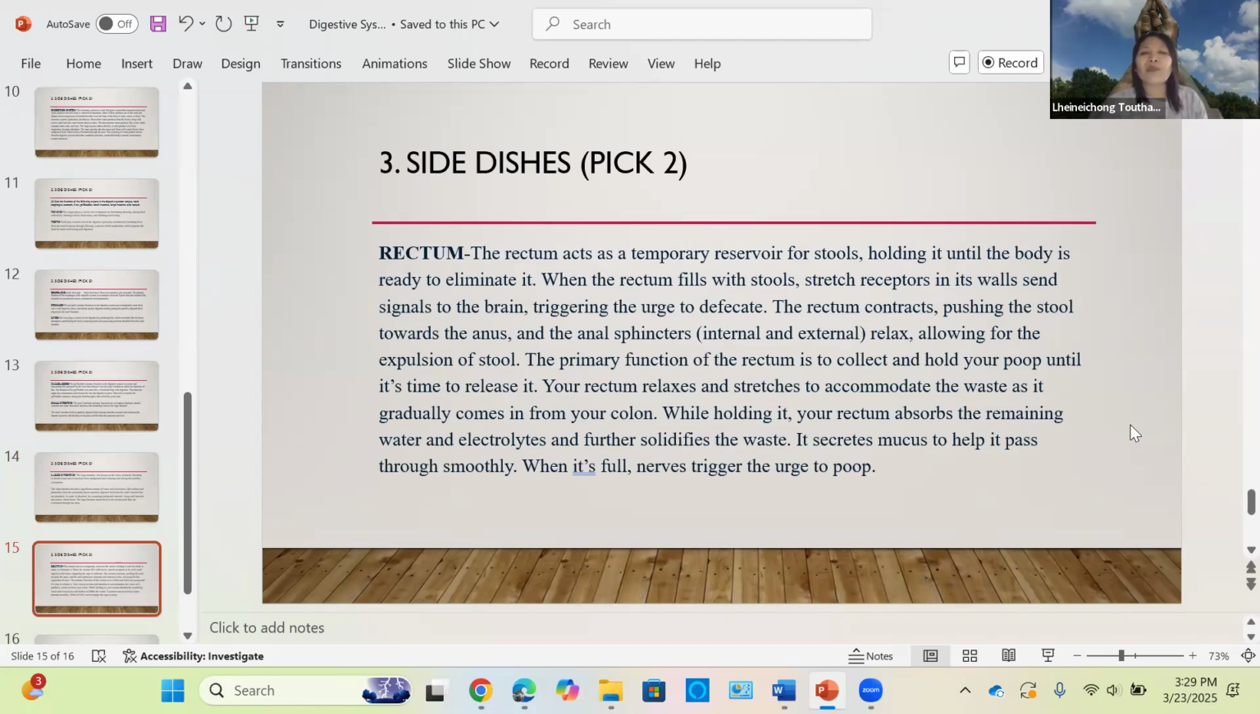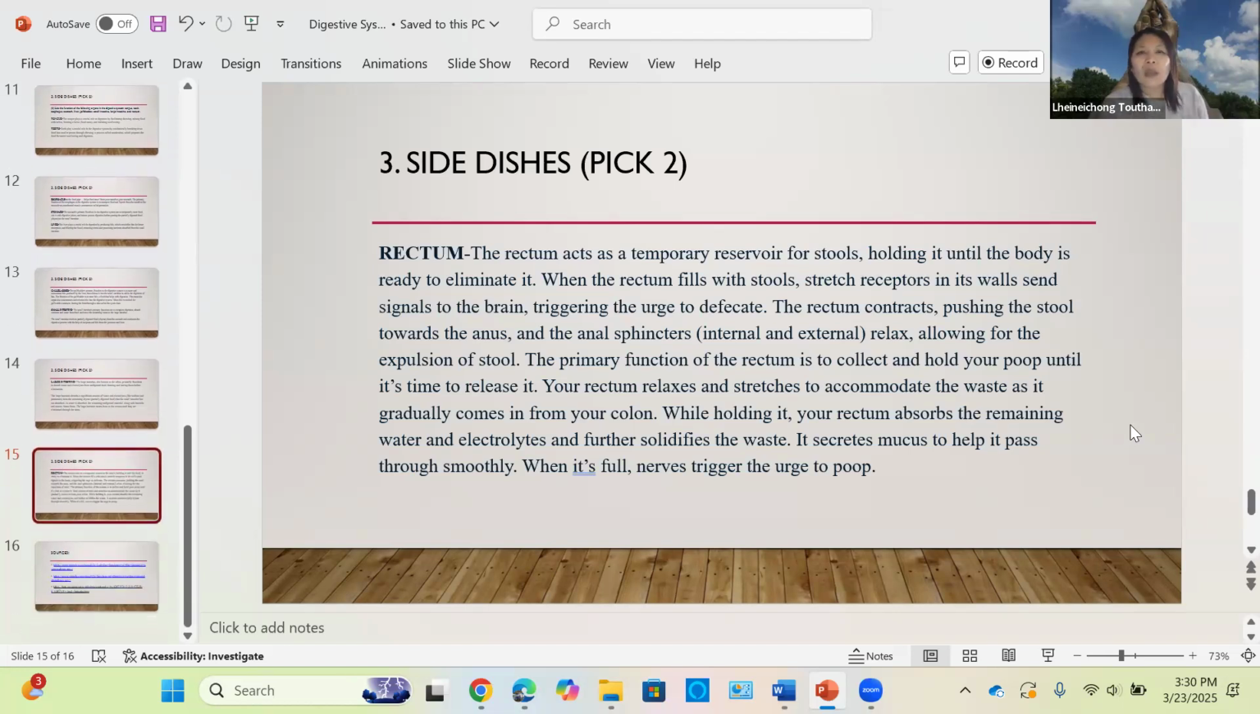The rectum acts as a temporary reservoir for stools, holding them until the body is ready to eliminate. So when the rectum fills with stool, stretch receptors in its walls send signals to the brain, triggering the urge to defecate. The rectum contracts, pushing the stool towards the anus, and the anal sphincter relaxes, allowing for the expulsion of stool. The primary function of the rectum is to collect and hold your poop until it's time to release. While holding it, your rectum absorbs the remaining water and electrolytes and further solidifies the waste. It secretes mucus to help it pass through smoothly. So when it is full, nerves trigger the urge to poop.